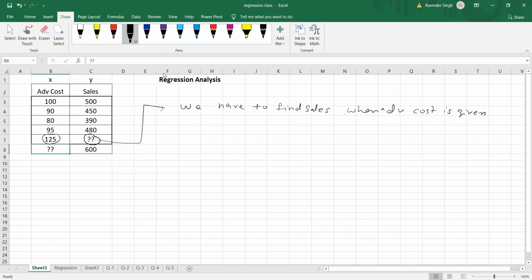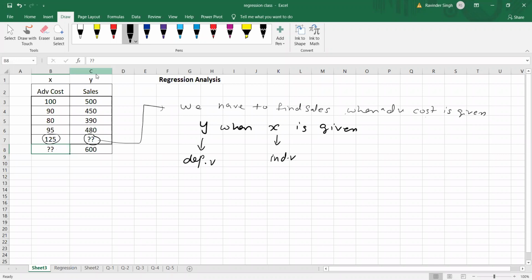Okay. So what you can say from here now, that we are finding y. When x is given, what about that? So finding the y, so y, and your x becomes the independent variable.